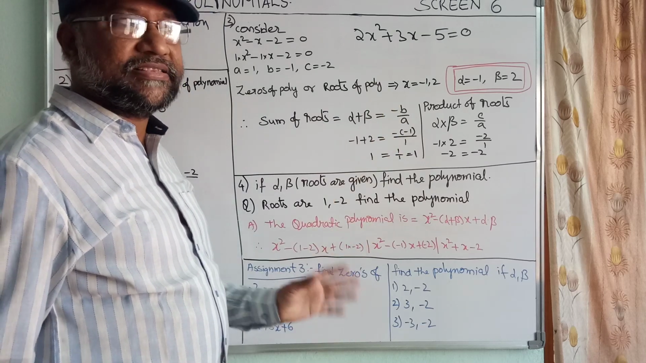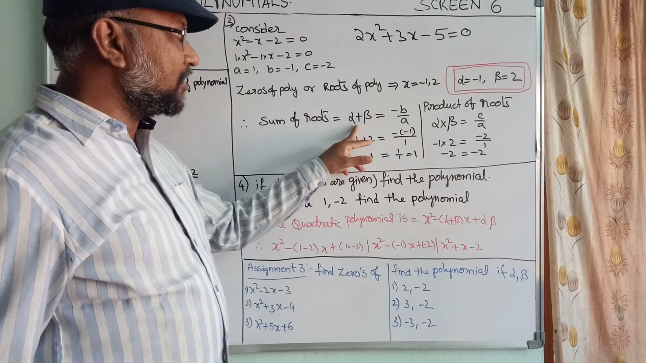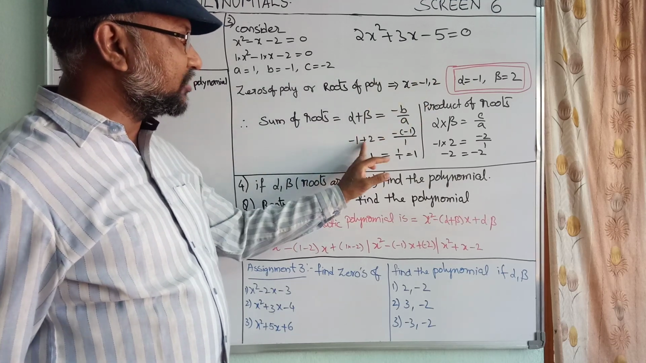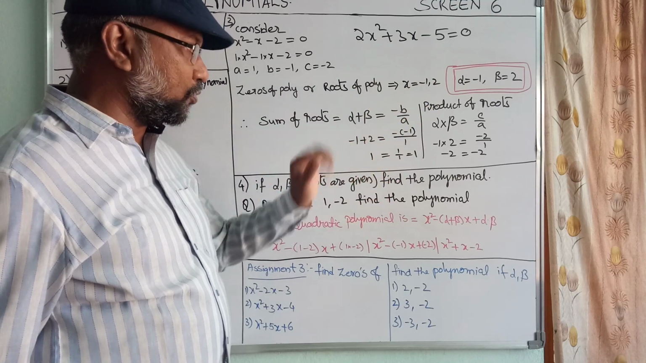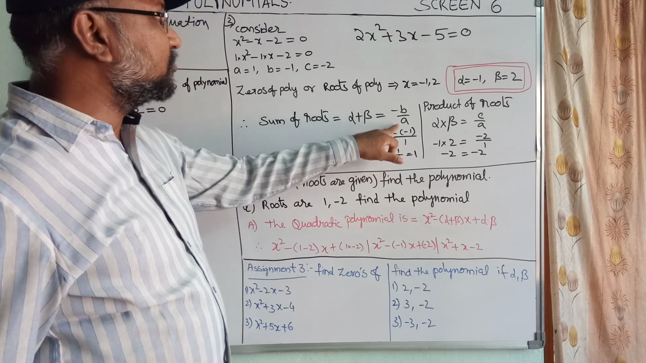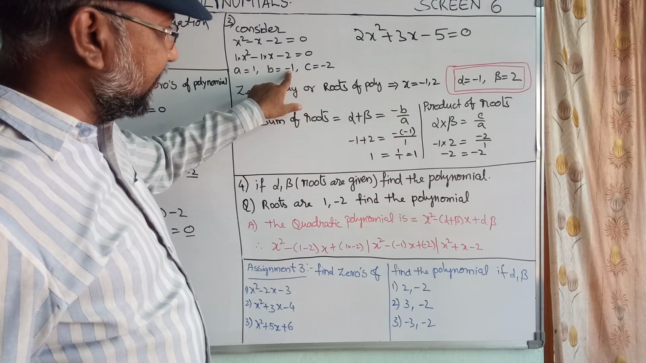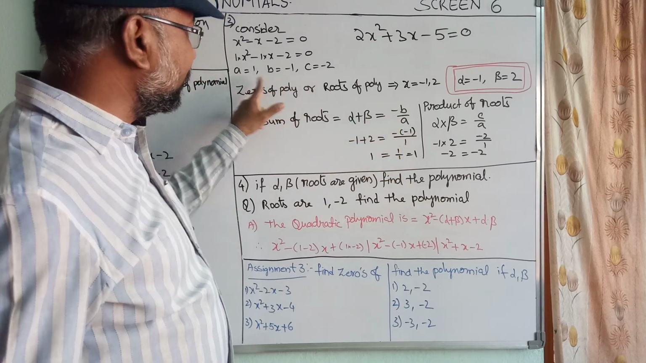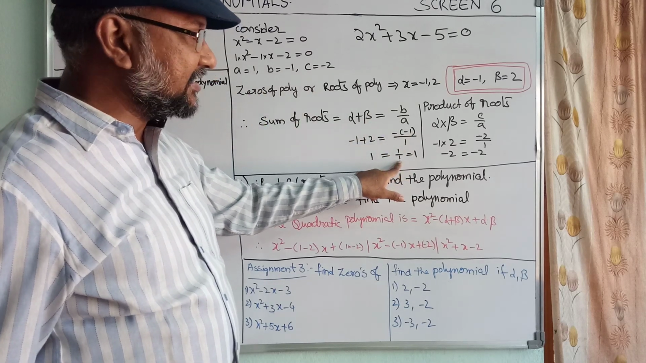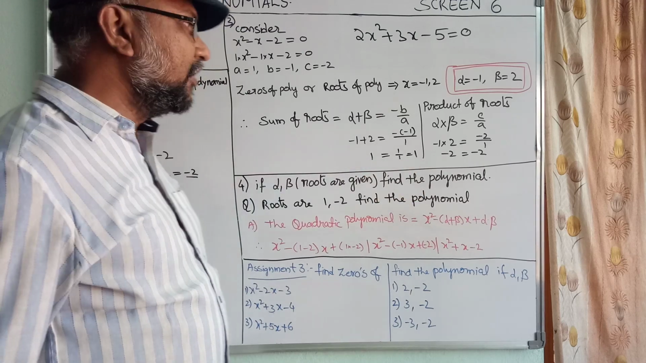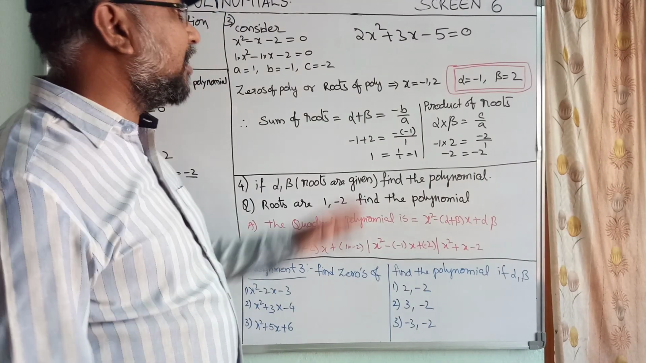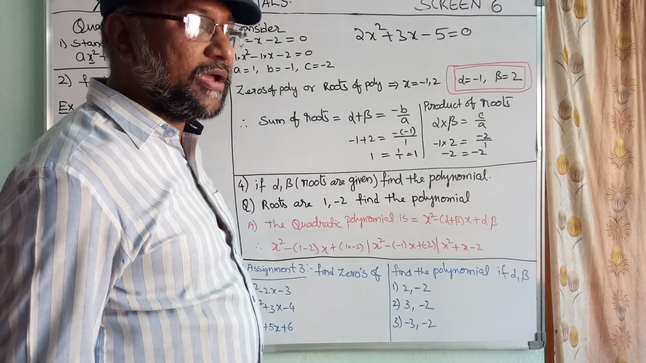Let us see whether it is correct or not. Alpha is equal to -1, beta is equal to 2. -1 plus 2, that is plus 1, is equal to minus b by a. Now b is -1, so minus b by a is 1. Now after considering this, we got 1. Therefore, alpha plus beta is equal to minus b by a. Sum of roots is equal to minus b by a.